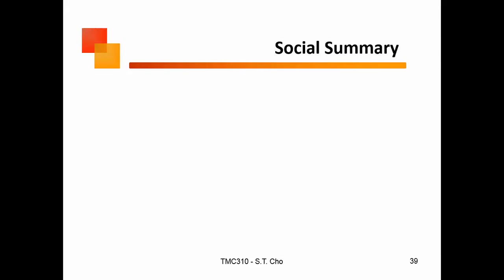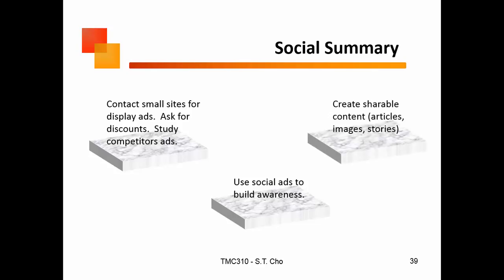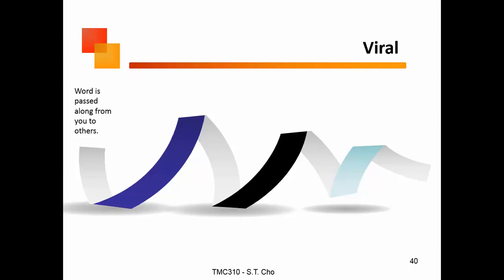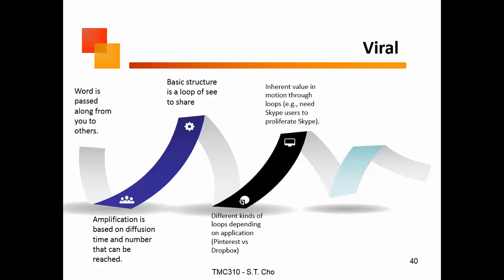So now we wrap up this lecture, and the last part has to do with summarizing social media. Some tricks: you can go to small sites, they're cheaper. You use your social sites to build awareness, and you want shareable content. Viral marketing is about you getting amplification, and amplification is based on diffusion. For diffusion, this is where influencers are really useful because they already have a network, so you know what the structure is. And so this is where you want people to share.